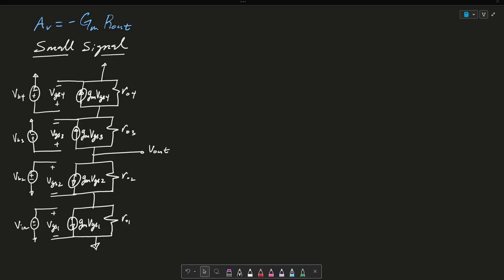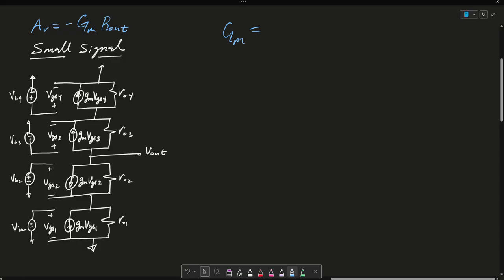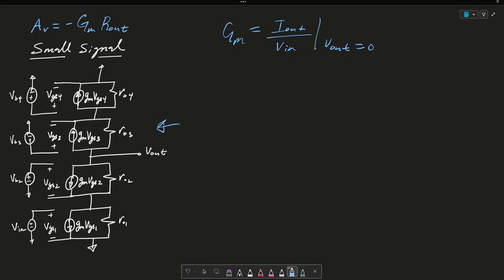So similar to the previous parts, we want to find GM, the transconductance, which is I out over V in when V out is equal to 0. So what we can do to our small signal model located to the left here is say that V out goes to ground, and we input what's called an I out here.